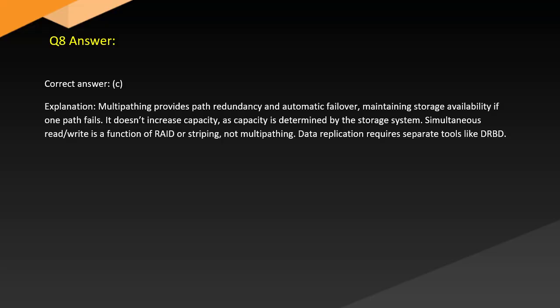Answer. Correct answer: C. Explanation. Multipathing provides path redundancy and automatic failover, maintaining storage availability if one path fails. It doesn't increase capacity, as capacity is determined by the storage system. Simultaneous read-write is a function of RAID or striping, not multipathing. Data replication requires separate tools.